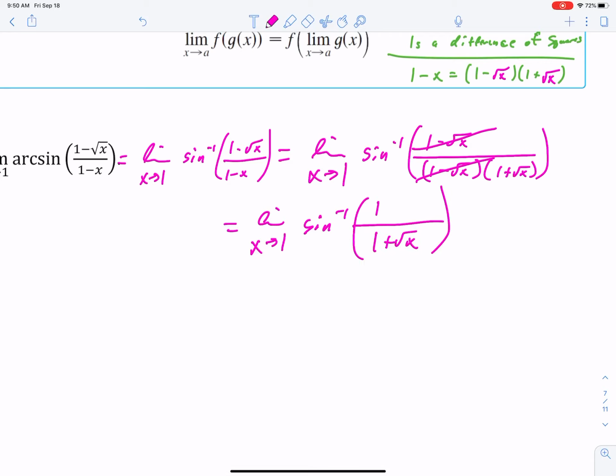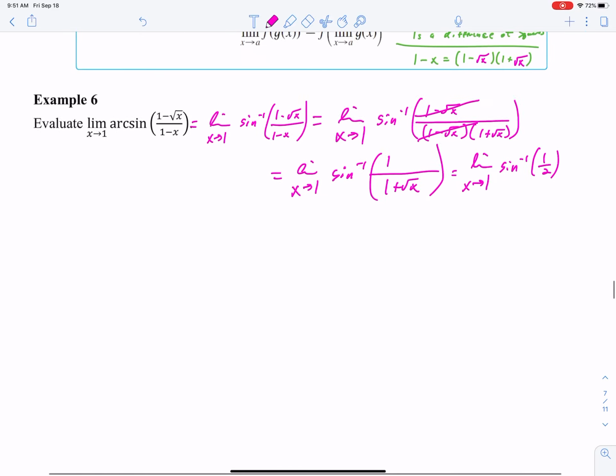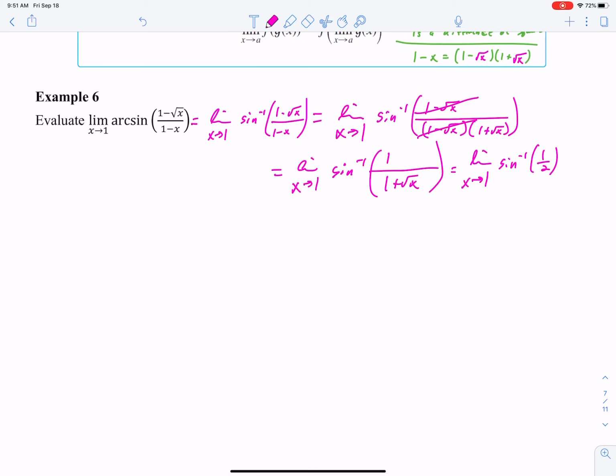Okay, now if we plug a 1 in, do we have a problem with domain? We do not, right? Because plug a 1 in there, you get a 2 on the bottom, so you get 1/2. So this is the limit as x approaches 1 of inverse sine of 1/2. A lot of work, right? Man, I'm getting tired just doing all this writing.